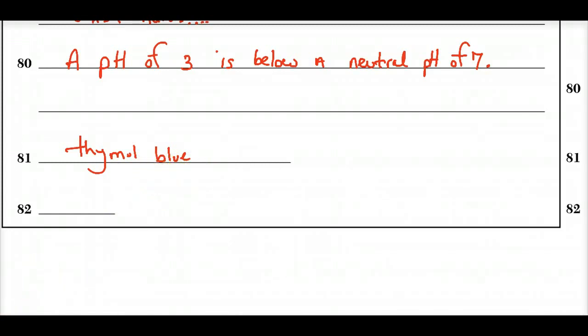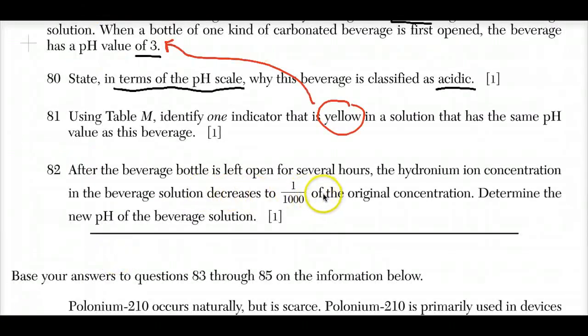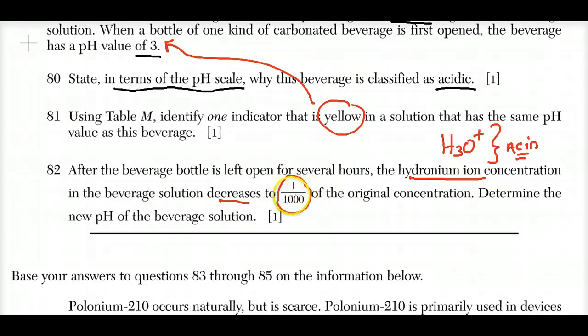Number 82. After the beverage bottle is left open for several hours, this is the carbonated beverage question, the hydronium ion concentration, hydronium ion is H3O plus. Yeah, that's water holding on to a proton. That's from the acids in the beverage, decreases. Wow, 1 over 1,000, which means decreases 1,000 times. So if our acid solution is decreasing 1,000 times, it's getting more basic, right?